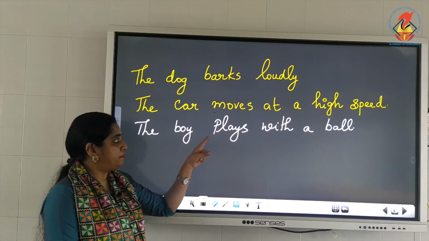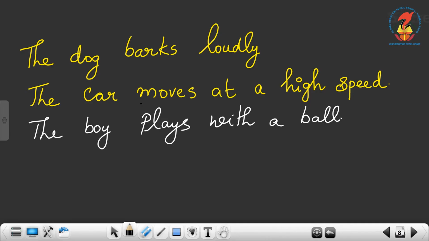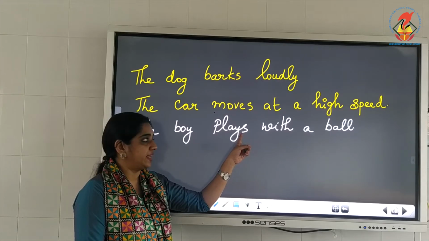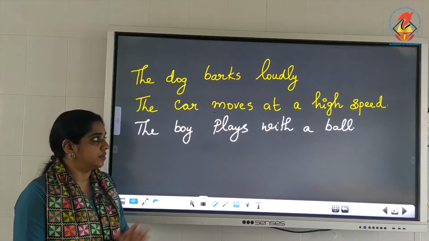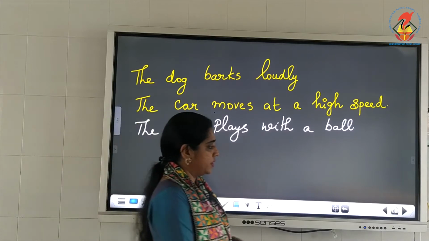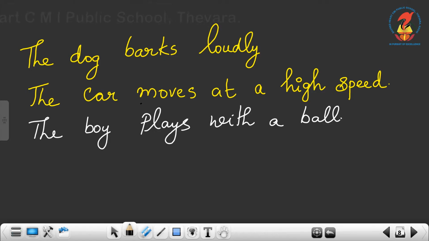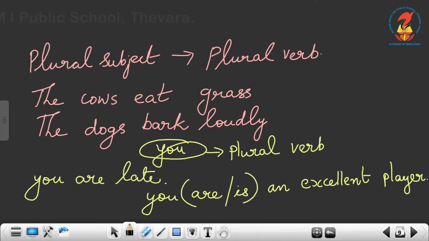The boy plays with a ball. Why do I use the word plays here? Because the boy is singular. So I used the singular form of the verb, that is the verb with s, play, plays. Okay, so this is the first rule of verbs singular and plurals.